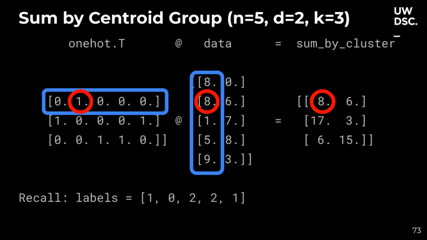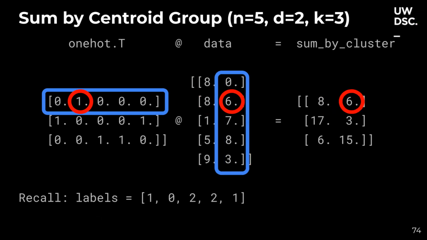And you notice this one-hot matrix is just 0s and 1s. So when we do this dot product between this vector and this vector here, we're basically pulling out this element, right? That's exactly what we want. Let me rewind one step. The first thing we want is the sum of all the vectors that belong to centroid 0. If we look at labels, the only data point that belongs to centroid 0 is the second data point here. So when we do this dot product, we're only pulling out the first dimension of the second data point. And same thing here.